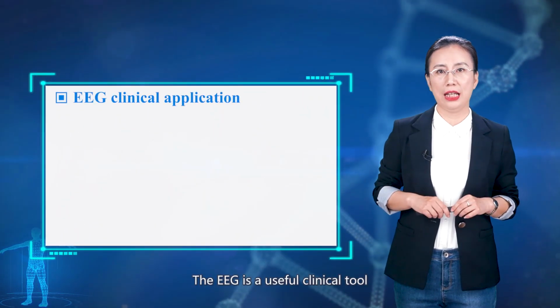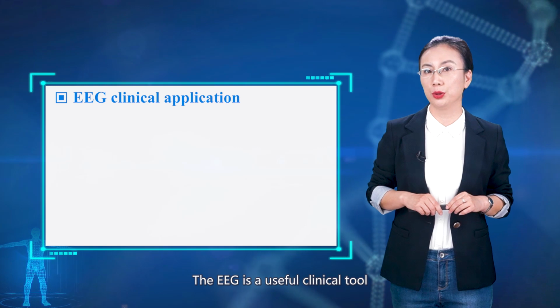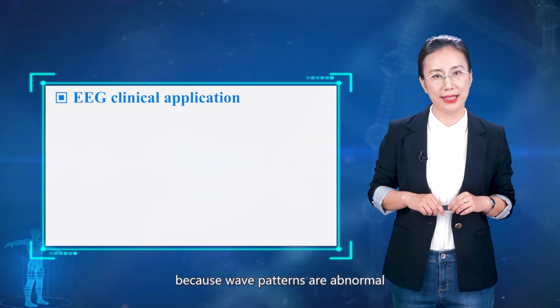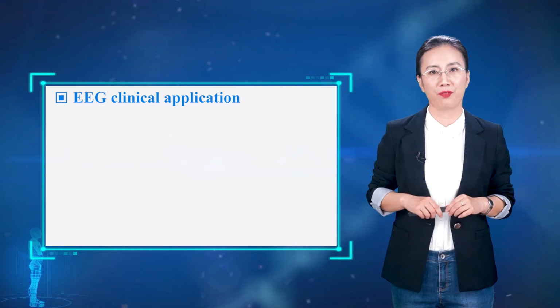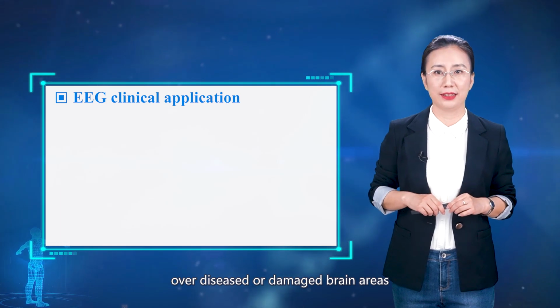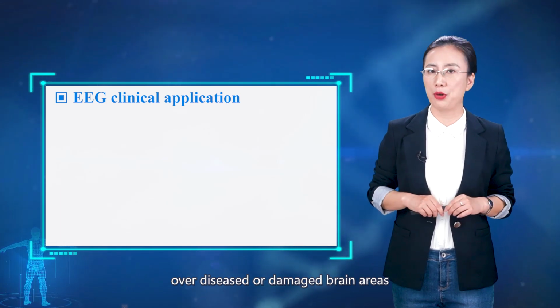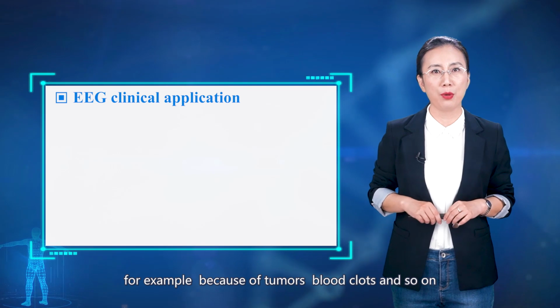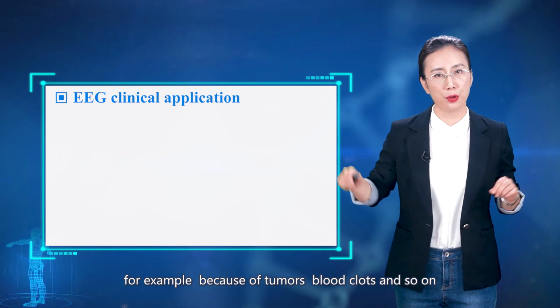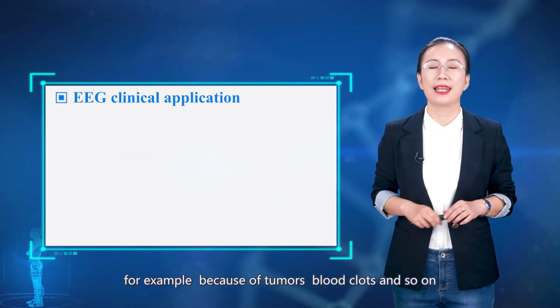The EEG is a useful clinical tool because wave patterns are abnormal in diseases or damaged brain areas, for example, because of tumors, blood clots, and so on.